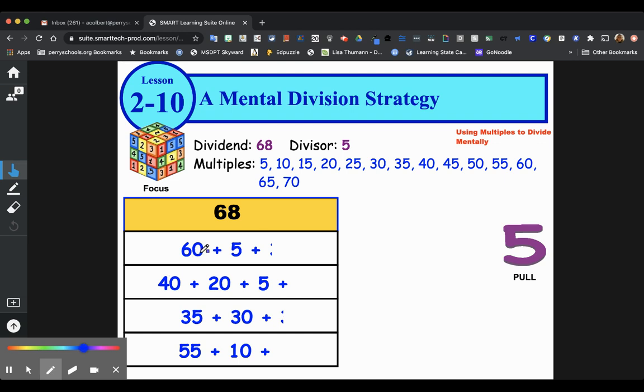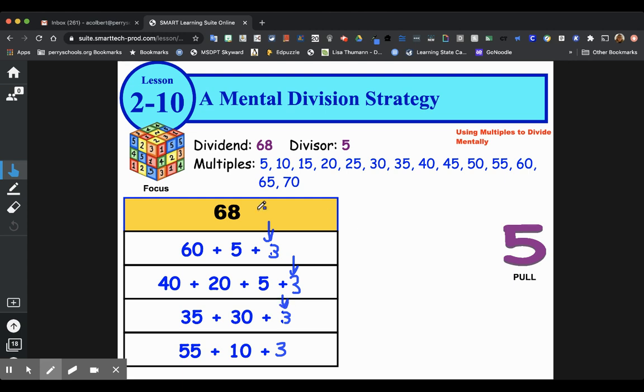And if we look here, we have 60 plus 5 plus something. It cut off like it does once in a while. So if we have 65, we want to think, what can we add to get to 68? Well, that would be 3. We have 40 plus 20 plus 5 plus 3. We have 35 plus 30 plus a 3. We have 55 plus 10, and we would add a 3, okay? If you catch on to this, you're going to see that every time there's always a 3 left over when we use those multiples of 5.